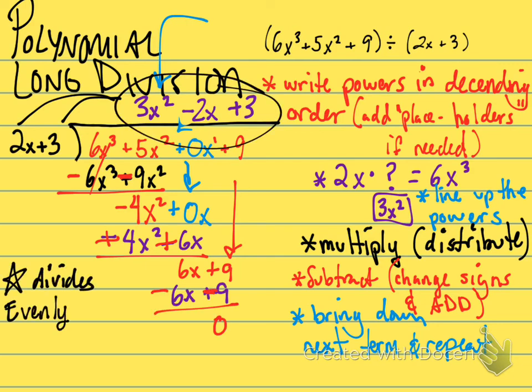Add them. Since it divides evenly, that means 2x plus 3 is a factor. So it would be a root of that polynomial if we were trying to find the roots of this polynomial, or we could use that to find the root. If it didn't divide evenly, I would just say the remainder is whatever the remaining number was.